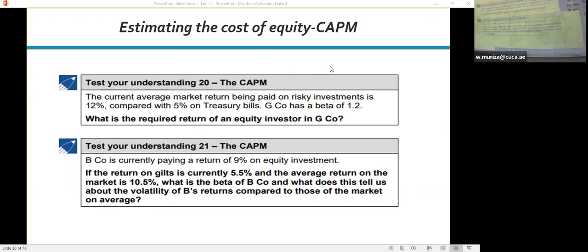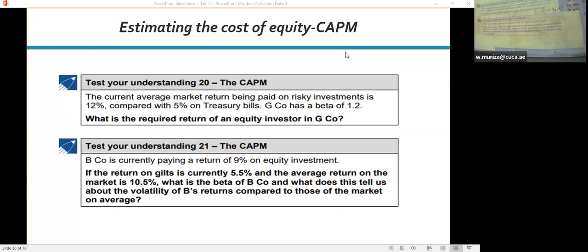Now, understanding number 20, students. What is the required return of an equity investor in GE company? So this is basically for CAPM. What is the formula for CAPM? The expected rate of return is equal to the risk-free rate of return plus BI, that is beta, into ERM, that is why we differentiate it by saying ERI, minus the risk-free rate of return. This is the formula for CAPM.